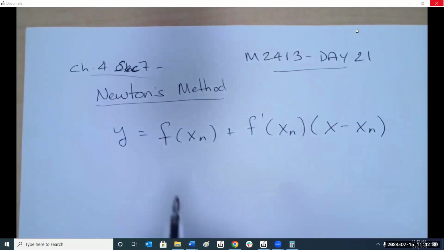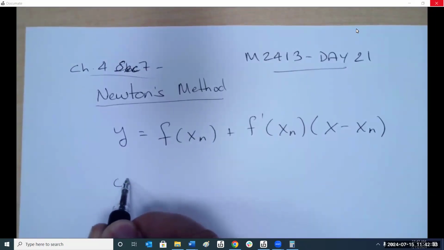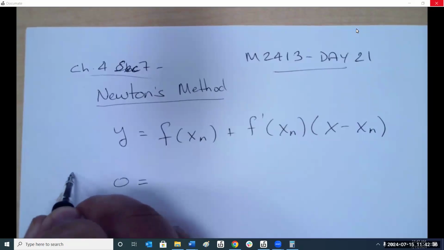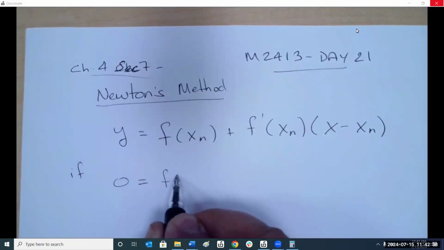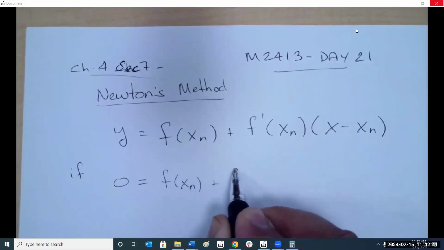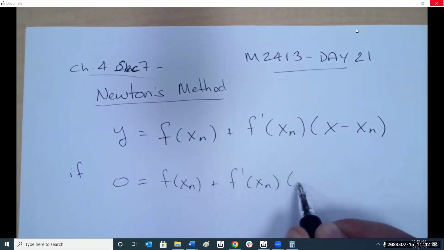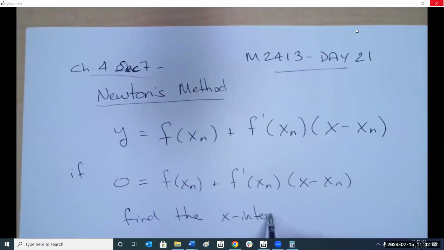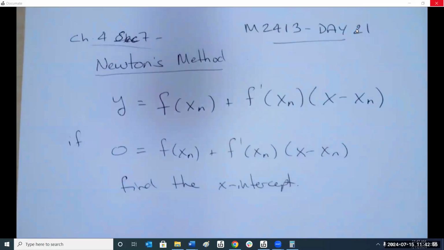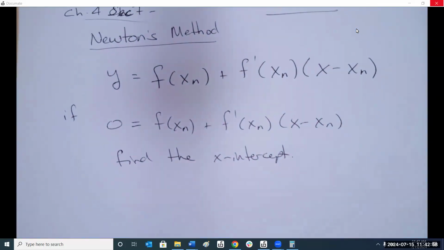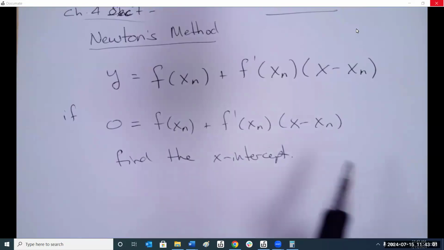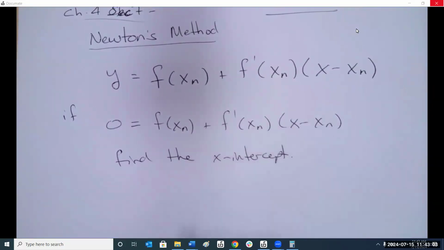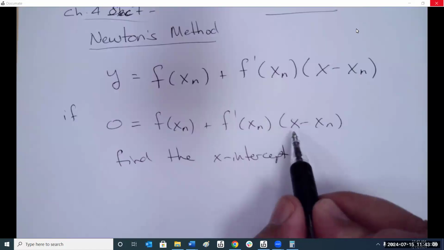So what we could do is, if we set y equal to 0, what is that going to find for us? Very good. So let's look at this. Let's solve for the x-intercept. So let's solve for x.